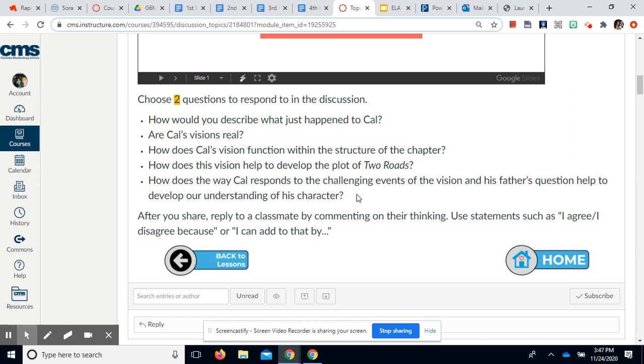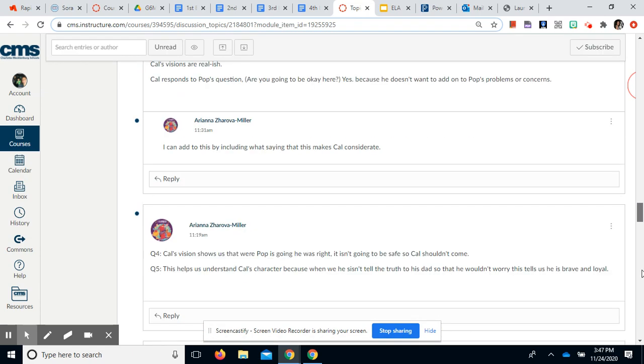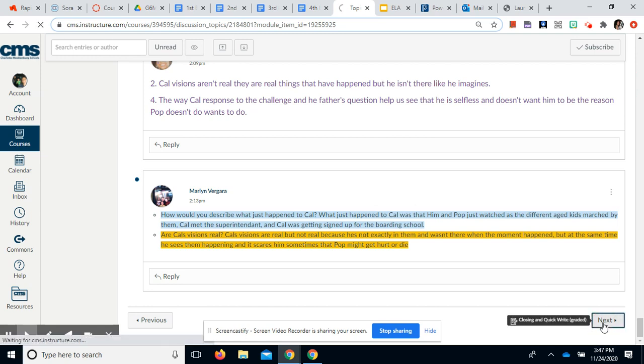And how does the way Cal responds to these challenging events of the vision and his father's question? His father asks him, Cal, are you going to be all right? And he says, yes. How does this develop our understanding of Cal as a character? We talked about character traits that this alludes to. Strength of character, loyalty, compassion, because Cal does not want to upset Pop when he knows that this is a big deal, the decision that Pop is making. So you're going to respond to 2 of those questions and then one of your classmates.